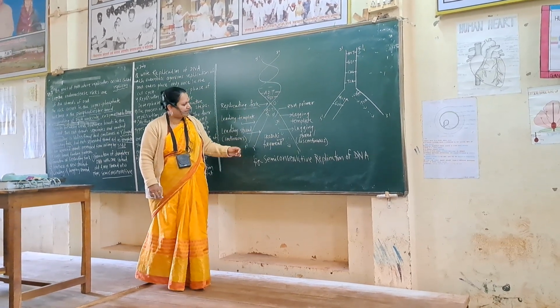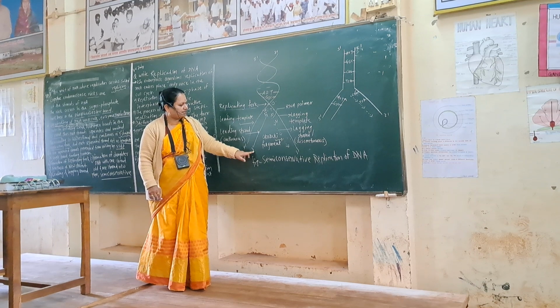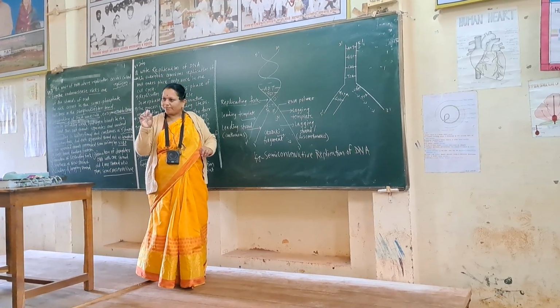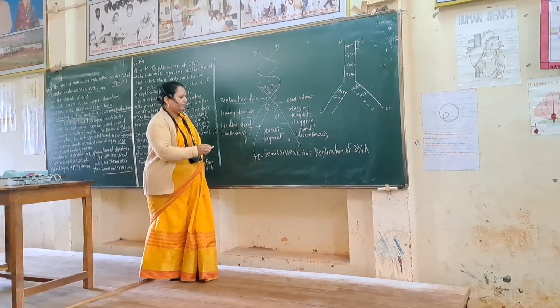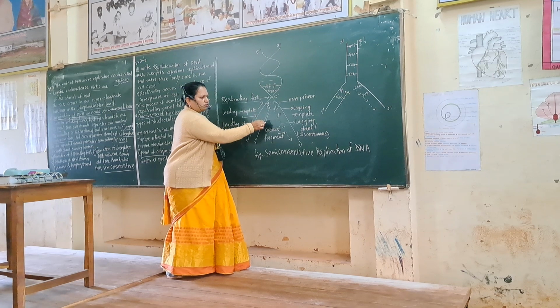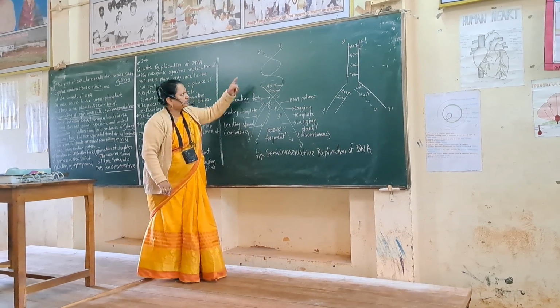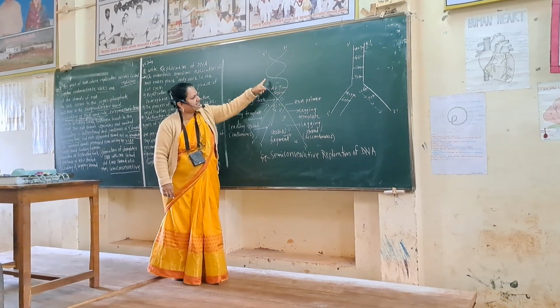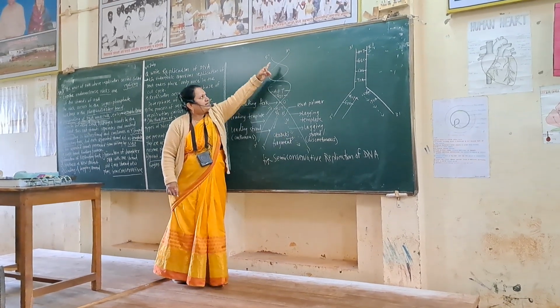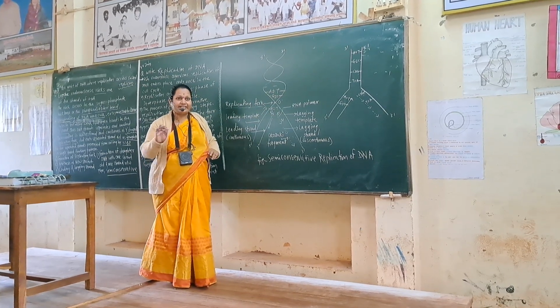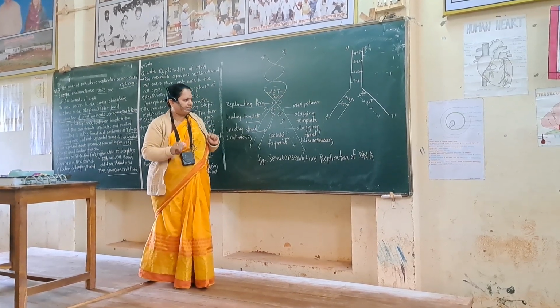These are anti-parallel. Here 5 prime, here 3 prime. DNA consists of two strands which are parallel, but why are they anti-parallel? Because one goes in an upward direction, the other in a downward direction. When one end of a strand is 5 prime, the other end of that strand is 3 prime. One end is 3 prime, then the other end is 5 prime. Therefore, these two strands are anti-parallel.